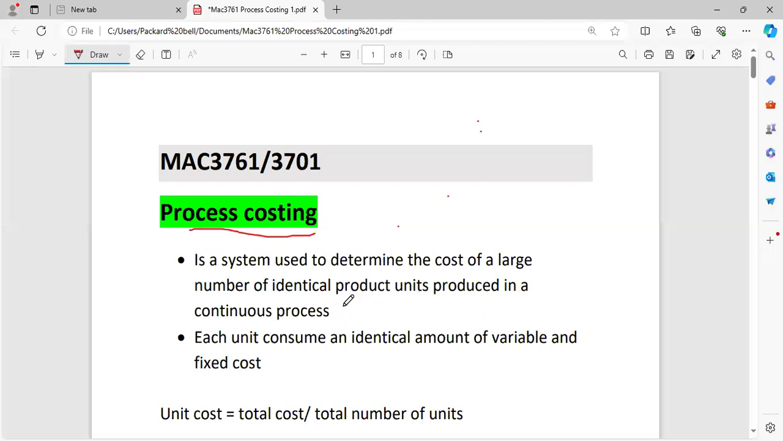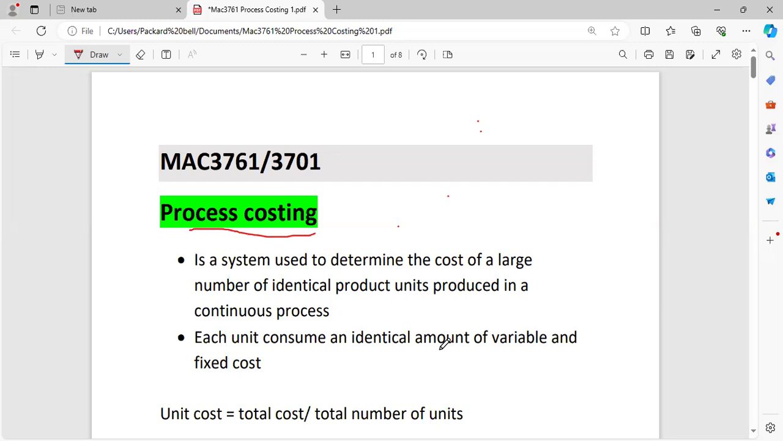in the test. Right, so when we talk of process costing, we are looking at a process which produces a large number of identical products, and this number of identical products will consume the same cost. So which means in the process, the raw material is fed into the process and the labor. So the cost of the process is going to be identical to each product that is going to be manufactured.